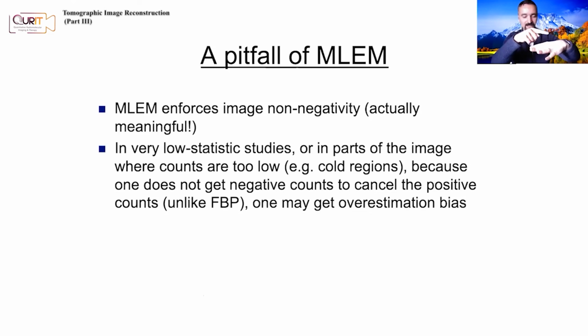So in filter back projection, the positives and the negatives may cancel each other out. So you put a region of interest on that cold region. On average, the positives and negatives cancel out. You may get a value close to 0. But in MLEM, you're going to get positives because of the noise, but you cannot have negatives. So you end up actually having an overestimation bias. You end up overestimating the signal there.